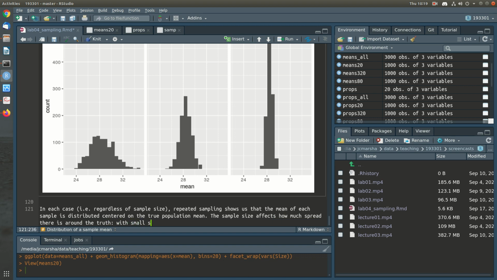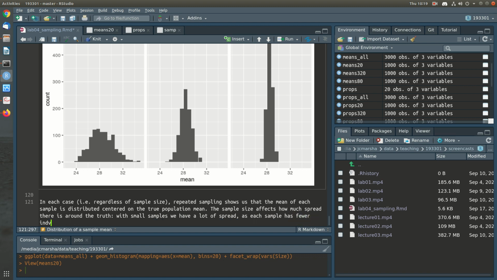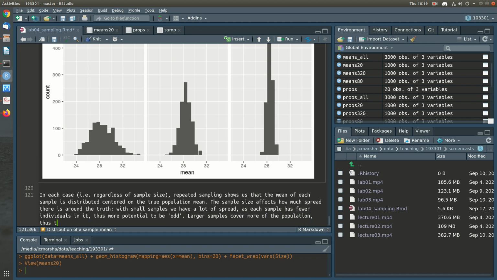With small samples, we have a lot of spread, as each sample has fewer individuals in it, thus more potential to be odd. Larger samples cover more of the population, thus typically more representative. So less extreme.